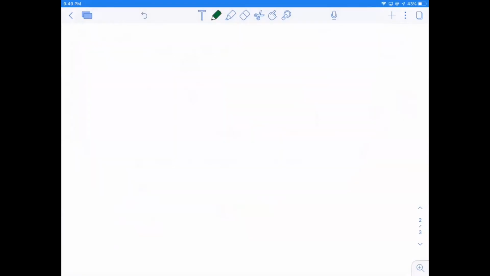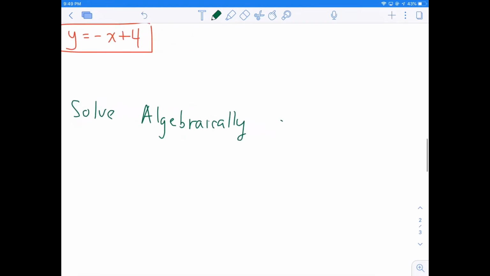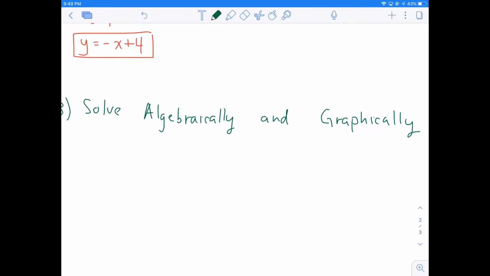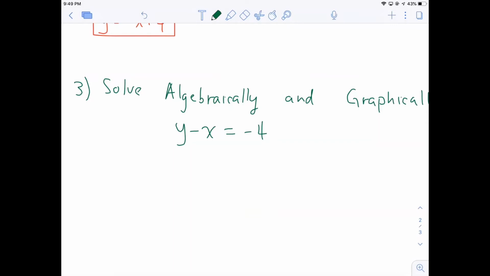Now for example number 3. For this one, I want us to solve algebraically and graphically. We're going to be solving this system: y minus x equals -4, and x squared plus (y minus 2) squared equals 4.